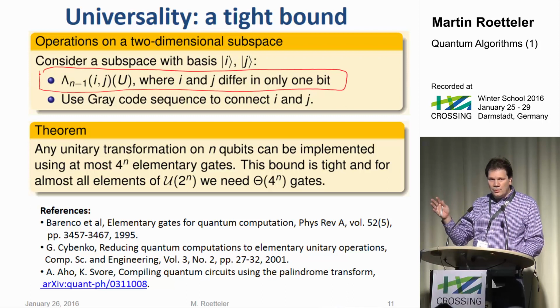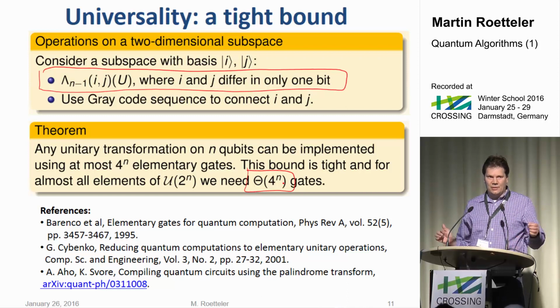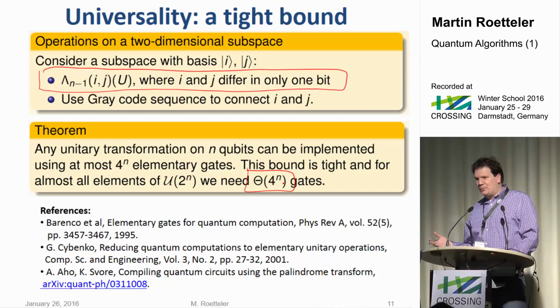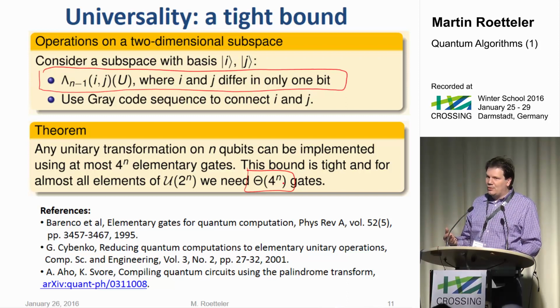If you go through the Gray code, then it can be shown that you will need precisely 4 to the n gates. And that's kind of tight because there are also 4 to the n real parameters in a general unitary of size 2 to the n by 2 to the n. So it's tight. Generically you cannot hope to get anything better, but also one can do it with 4 to the n operations generically. That doesn't mean for a specific operation you can't do better, but if you don't assume anything about the operation, 4 to the n would be it.